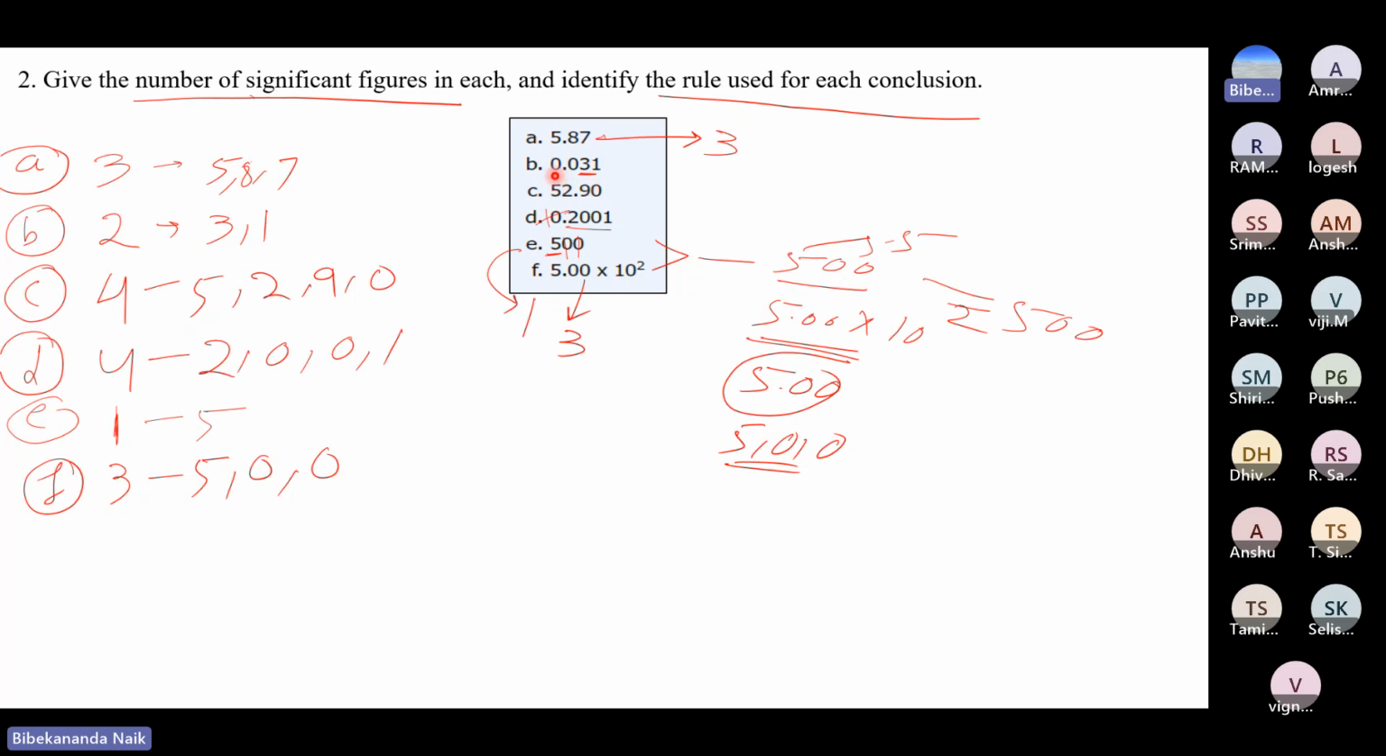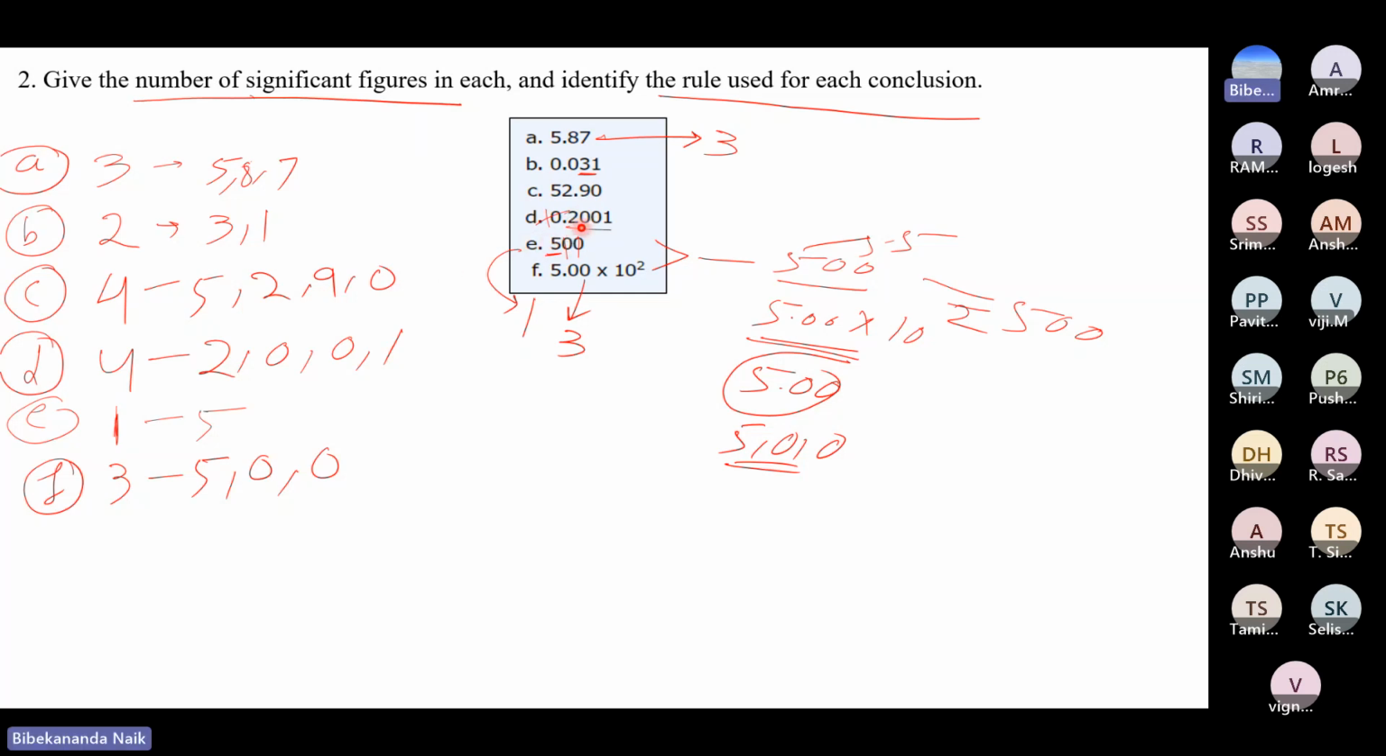Now, when you consider B, it is 0.031 and according to the rule, when there is a decimal included, all the leading zeros before any non-zero digit are of no significance. So the only significant digits are 3 and 1. That is, it has two significant digits. Now, when you talk about C, it is 52.90. It has a decimal number, but the last zero is after the non-zero digits. So all four of them have significance, and it is 5, 2, 9, and 0.